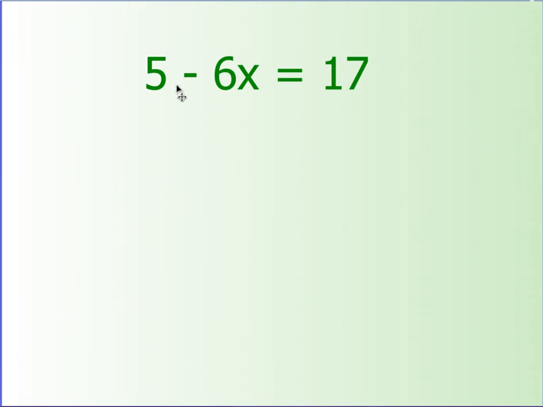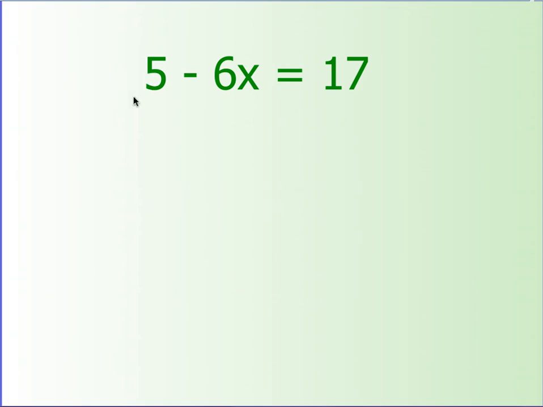How about 5 minus 6x equals 17? Which value is your constant and which value is your coefficient? It's a little bit harder when the order is reversed, but remember, a constant is the number without the variable. I need to get rid of this positive 5 first. Negative 6 is my coefficient. We'll take care of that last.